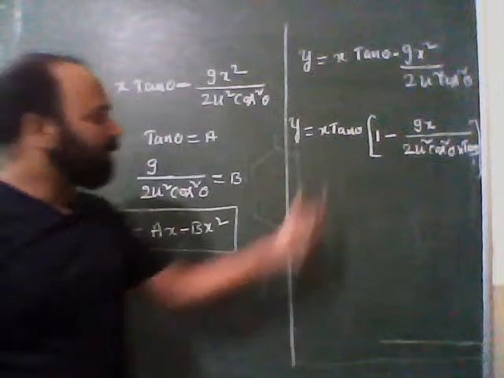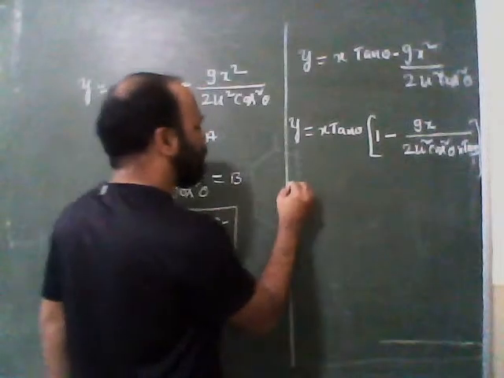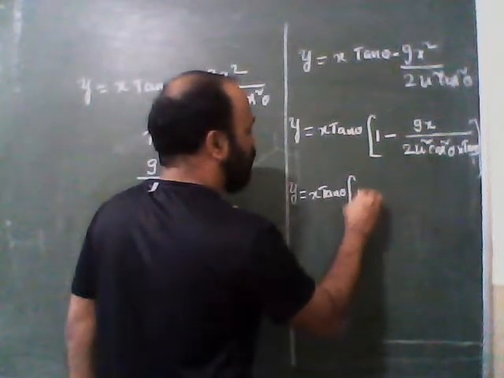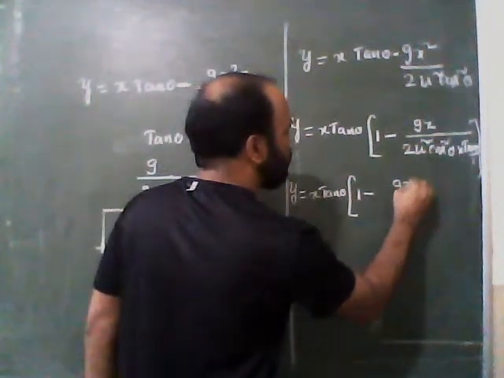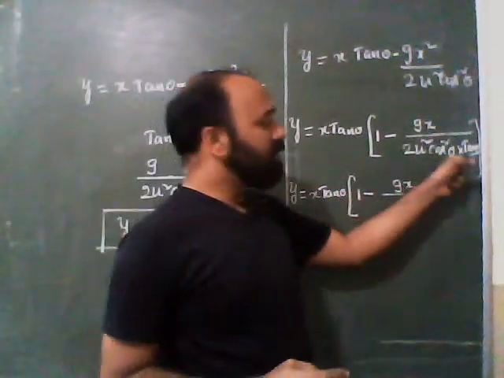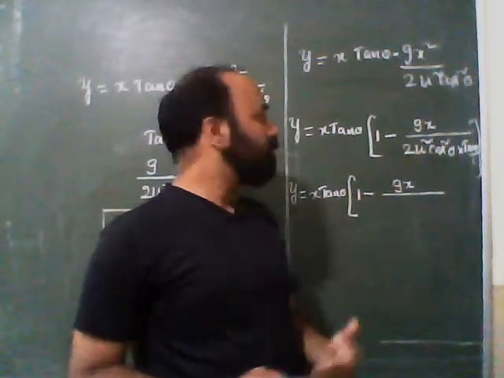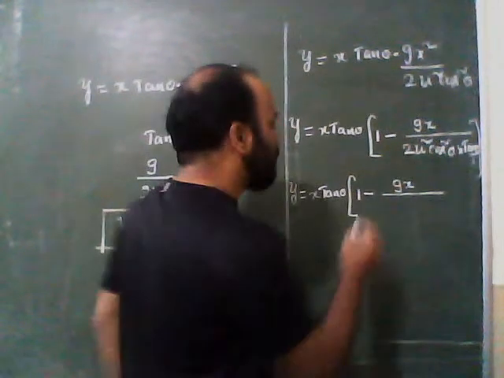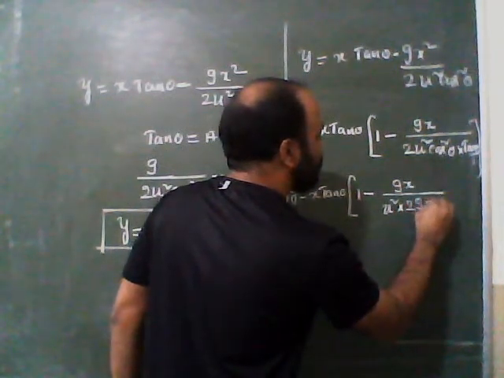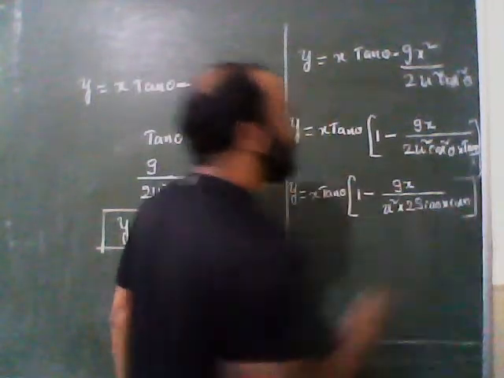So we can write 1 minus gx by 2u square cos square theta into tan theta. See, this y equals x tan theta into 1 minus gx by 2u square cos theta, and beside that we have tan theta. Tan theta we can write sin theta by cos theta. There one cos theta will get cancelled. This becomes u square into 2 sin theta into cos theta. This is the formula we got.